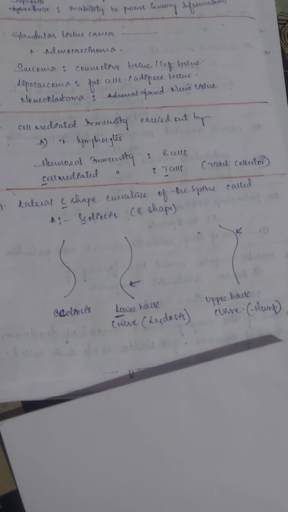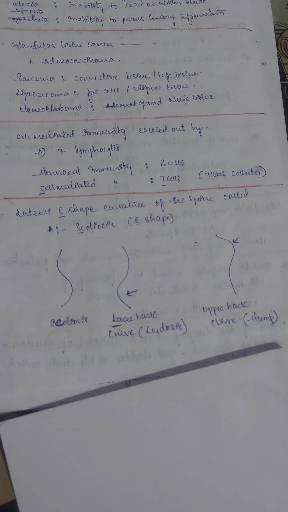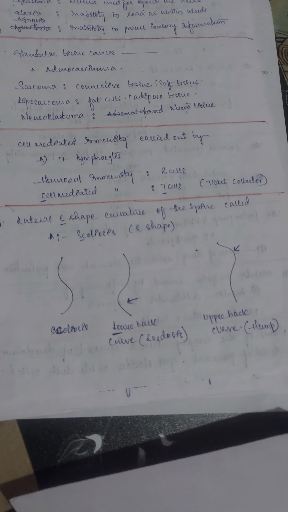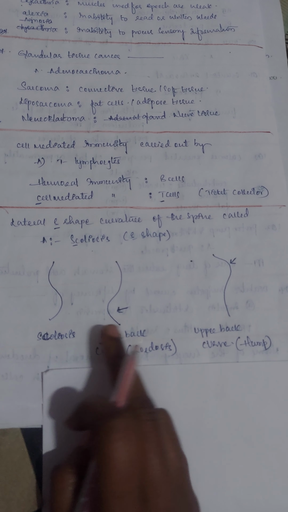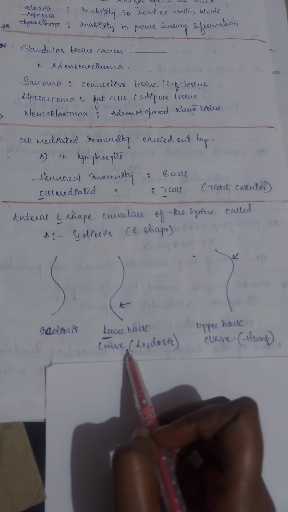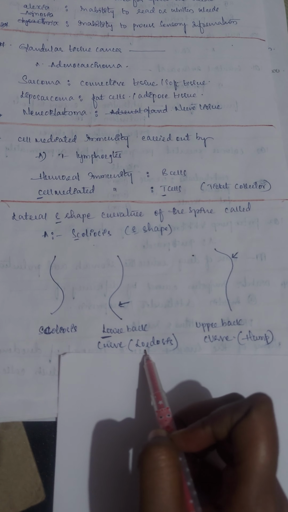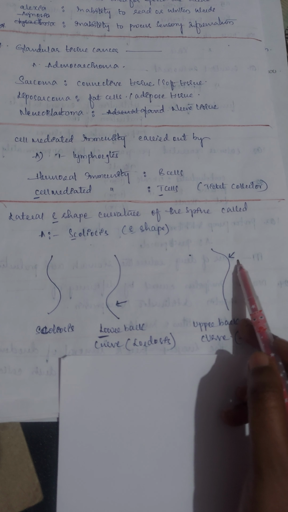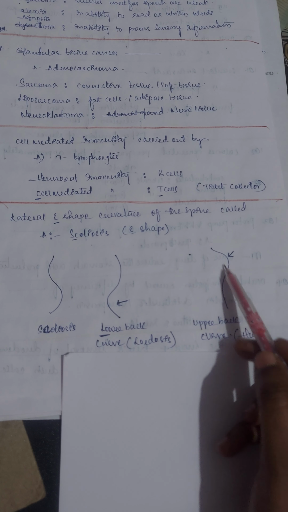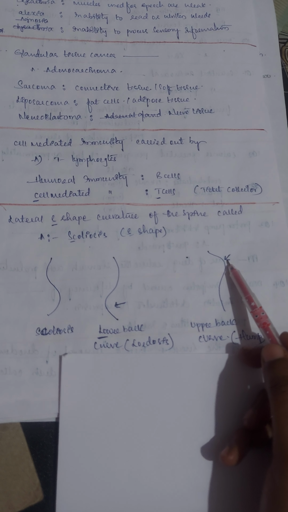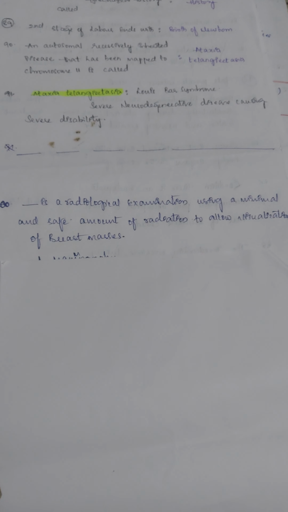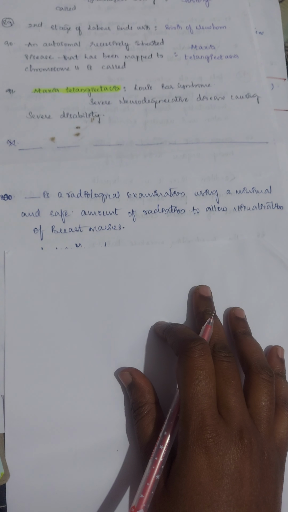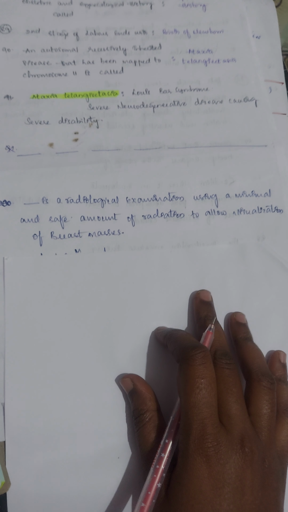Okay, the next: a lateral S-shaped curvature of the spine is called scoliosis. Then here you can see the types of spine curvatures. Scoliosis is an S shape, and if it is the lower back curve, you can call it lordosis. And if in the spine you see a curve at the upper side, you can call it the upper back curve.